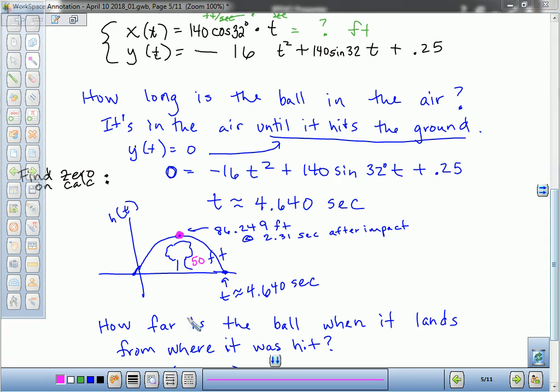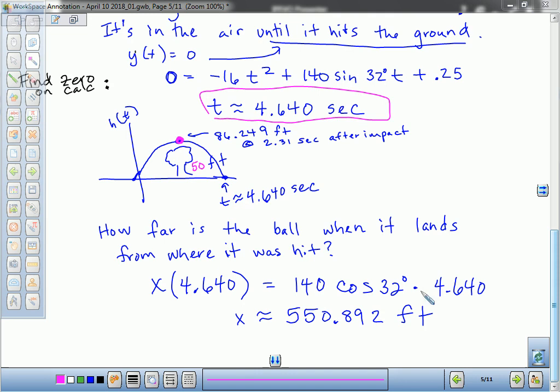Now the next question is if the ball is in the air for 4.64 seconds, how far is the ball from where it was hit when it lands? Plug it in. So if we plug the 4.64 into the X, we get a distance of 555.